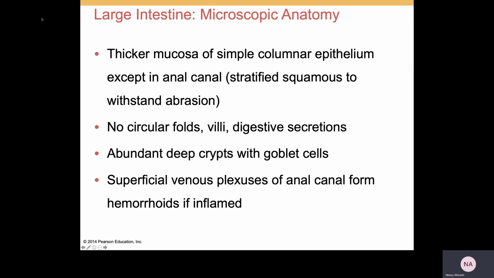When it comes to the histology and microscopic anatomy, you're going to have simple columnar epithelial cells, except in the anal canal, where you're going to need stratified squamous epithelium in order to withstand the abrasion of the fecal matter. There are no circular folds, no villi, no digestive secretions. You will have what are known as crypts, which will have a lot of goblet cells because you will need mucus in order to help lubricate the movement of material through the large intestine.